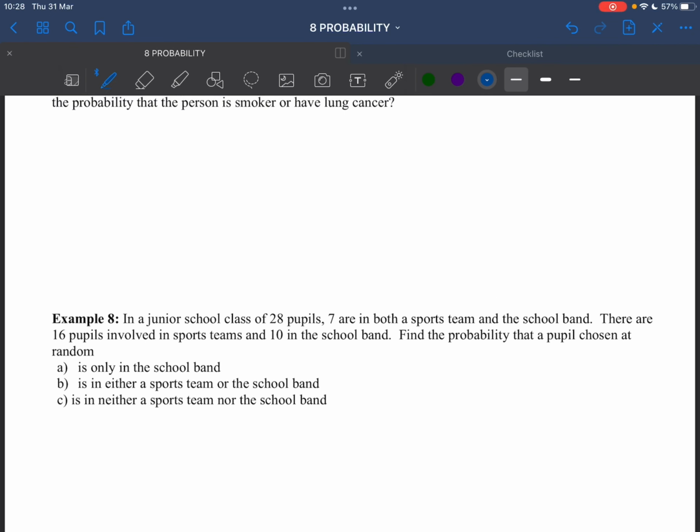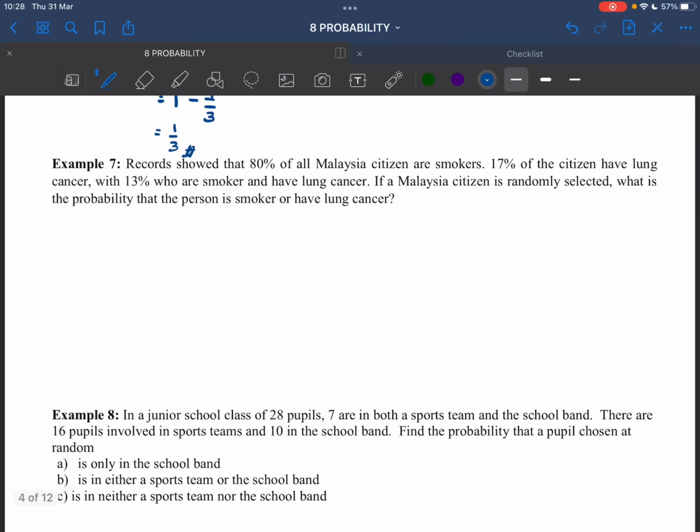3 more. Okay. Alright, example 7. Records show that 80% of all Malaysia citizens are smokers. 17% of the citizens have lung cancers, with 13% who are smoker and have lung cancer. Okay, now from the question first.